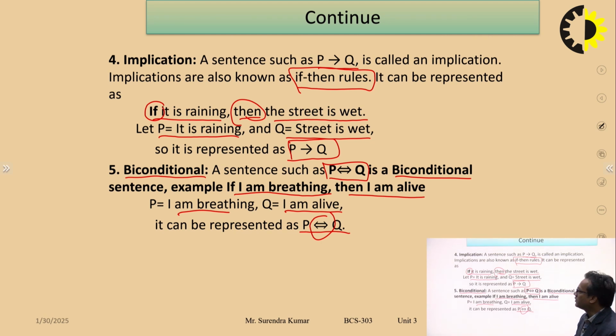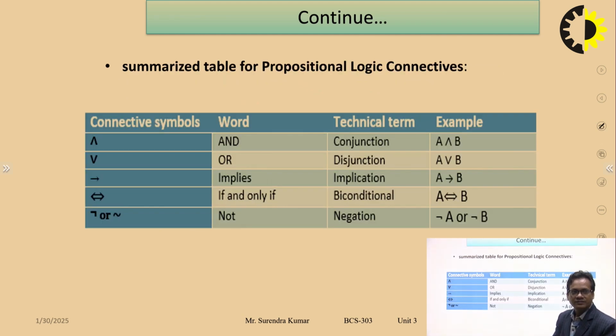I hope you have understood all the 5 kinds of propositional operators. So, this is the summary of the given connectives or operators: and, or, implies, if and only if, and not (negation).